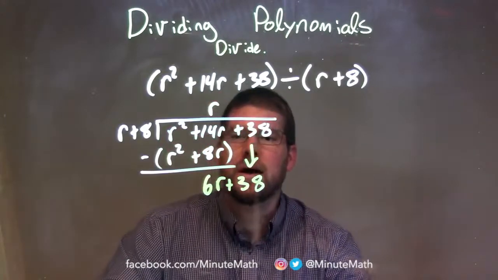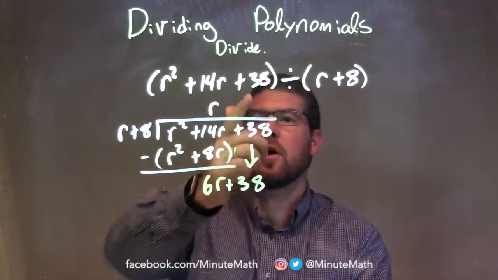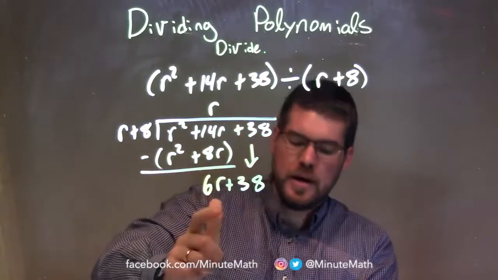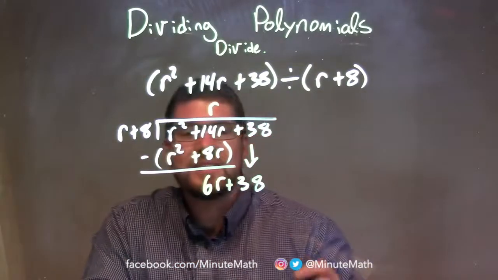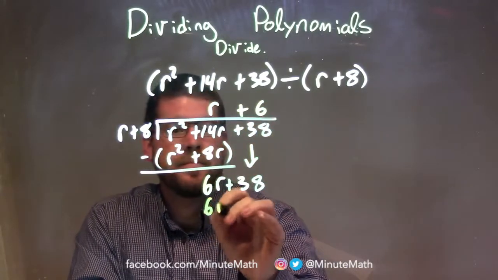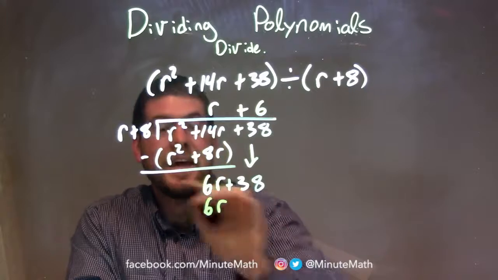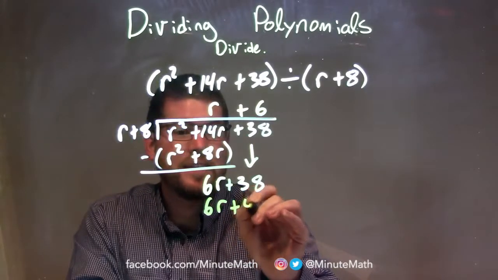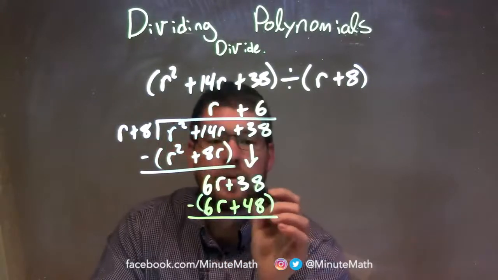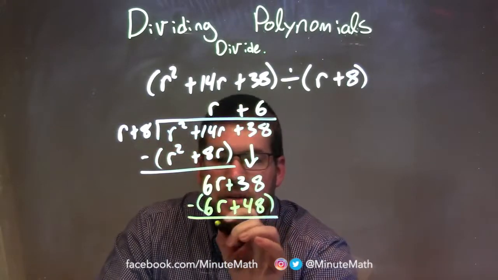So now we ask, what times r gives me 6r? Well, that's just going to be a 6, right? So we have a plus 6 there. 6 times r is 6r, and 6 times 8 is 48. So now we need to subtract them. There are parentheses right there. Subtract them, right? So 6r minus 6r is just 0.